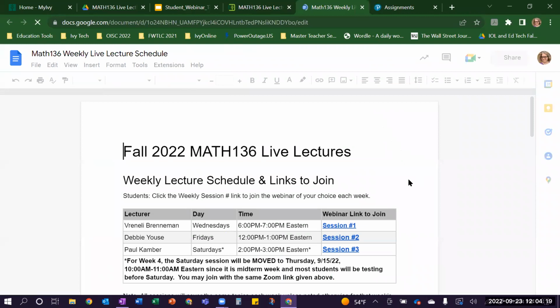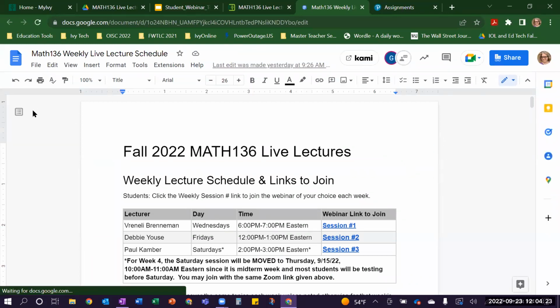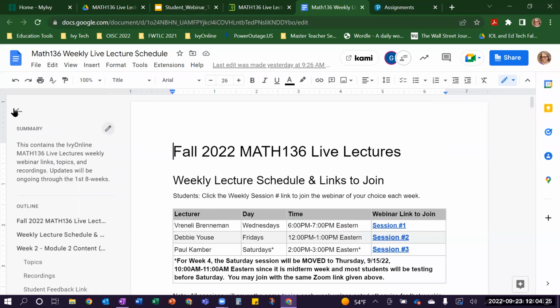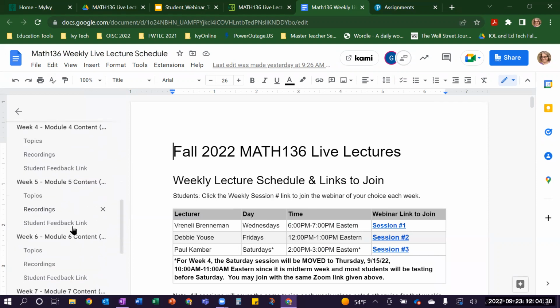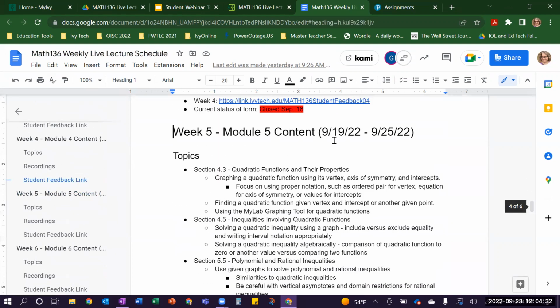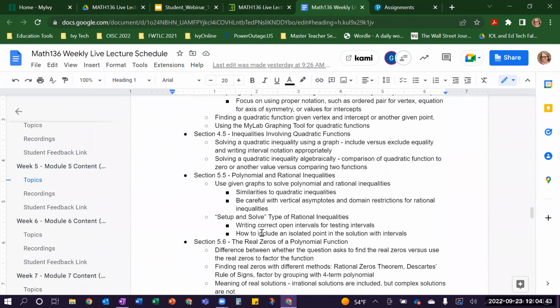So I just want to call attention to what we're going to talk about today. And so we are in week 5. So you can toggle this little menu over here to see an outline and can easily scroll until you see week 5 instead of having to scroll through the whole thing repeatedly. And so you can see that the topics for this week are sections 4.3 and 4.5, section 5.5 and section 5.6. We are starting the new content that is going to be included with your midterm exam.